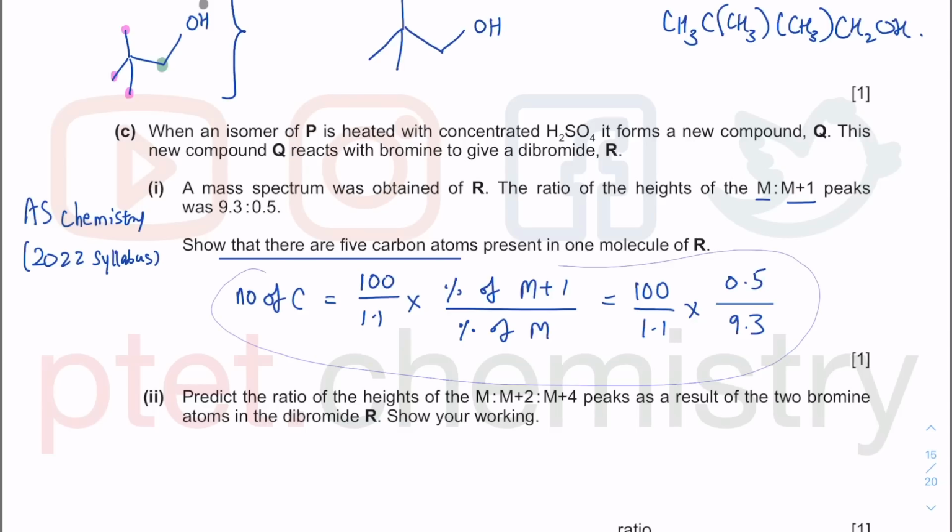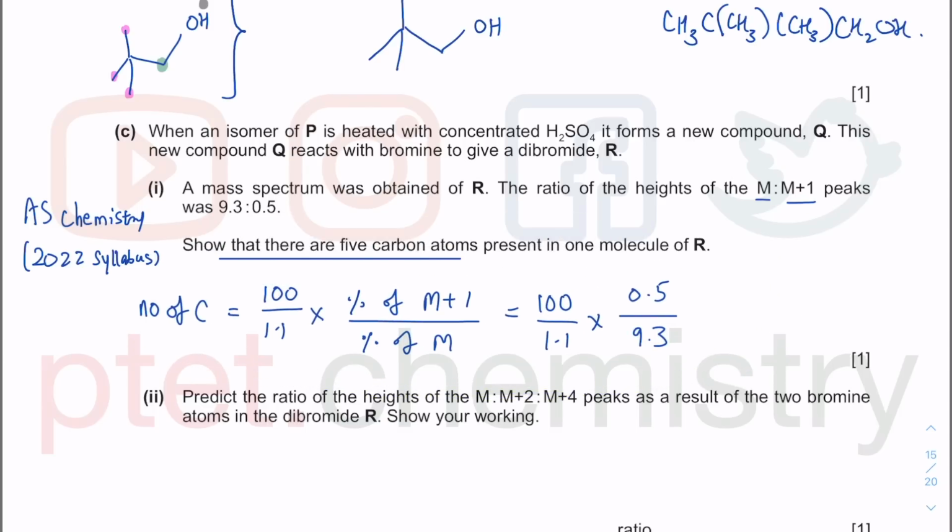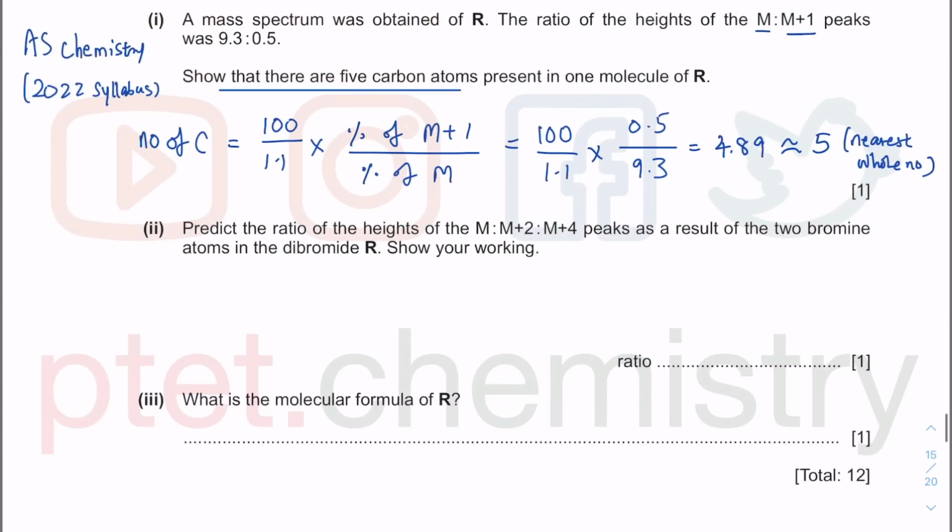So I just need to press my calculator. 100 divided by 1.1 times 0.5 divided by 9.3, I get 4.89. But of course, these are numbers of carbon atoms, so you need to give it to the nearest whole number. And this is as required. There are 5 carbon atoms altogether, as required by the question. Sure, there are 5 carbon atoms.